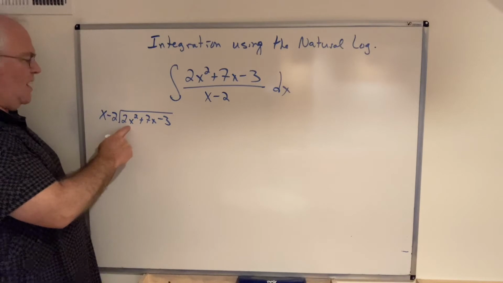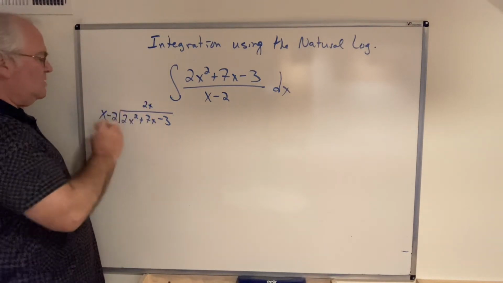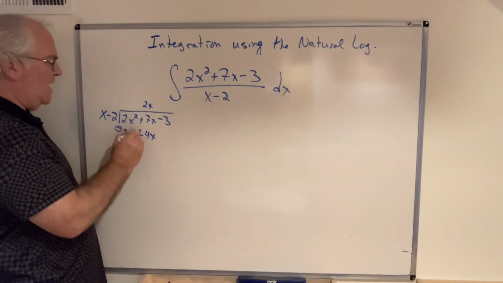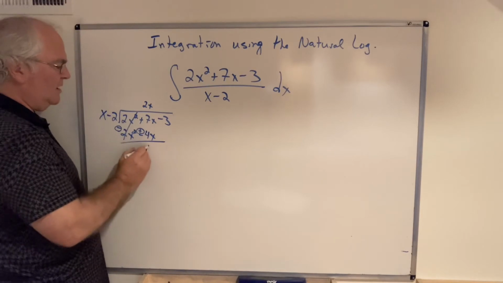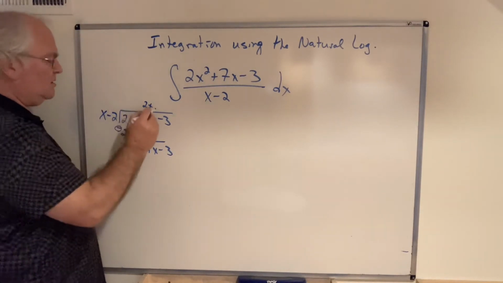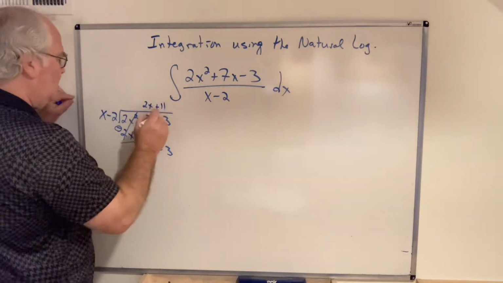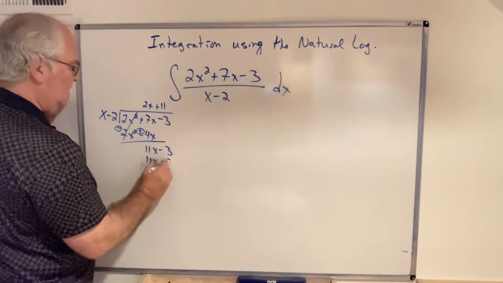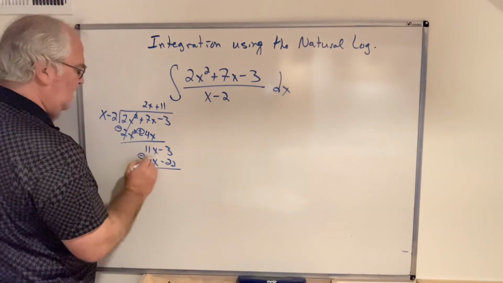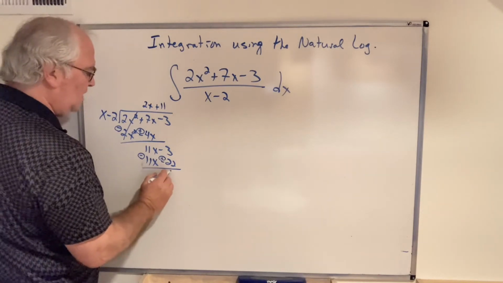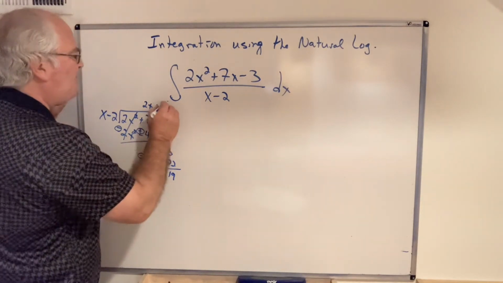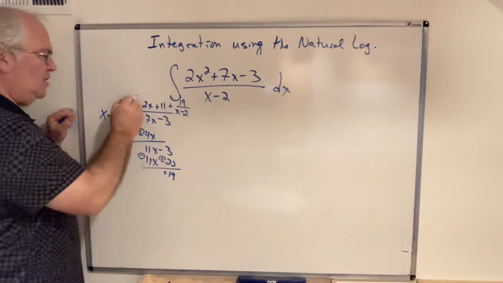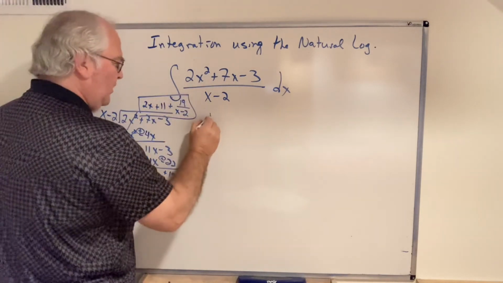What times x gives you 2x squared? That's 2x. So multiply 2x squared minus 4x. Change the signs and add. This becomes 11x minus 3. The multiplier is 11. 11x minus 22. The rule is change the signs and add. This is plus 19. And so once you get this divided out, then you may rewrite.